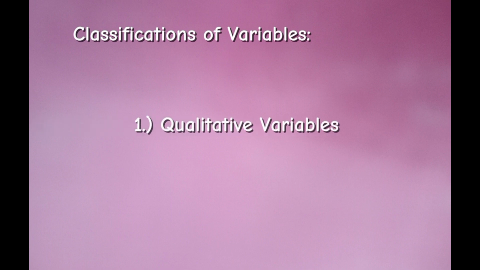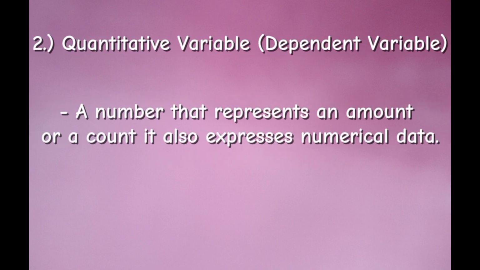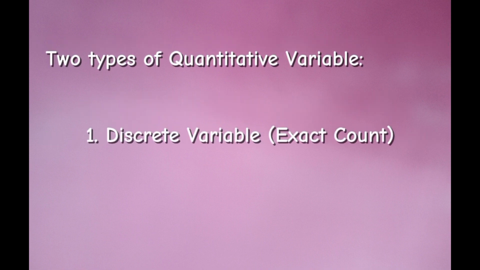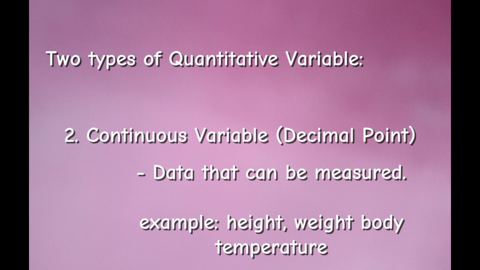Classification of variables: qualitative and quantitative variables. Qualitative variable: a word or code that represents a class or category. Quantitative variable: a number that represents an amount or count and expresses numerical data. Two types of quantitative variable. Discrete variable, or exact count: data that can be counted. Continuous variable, or decimal point: data that can be measured.